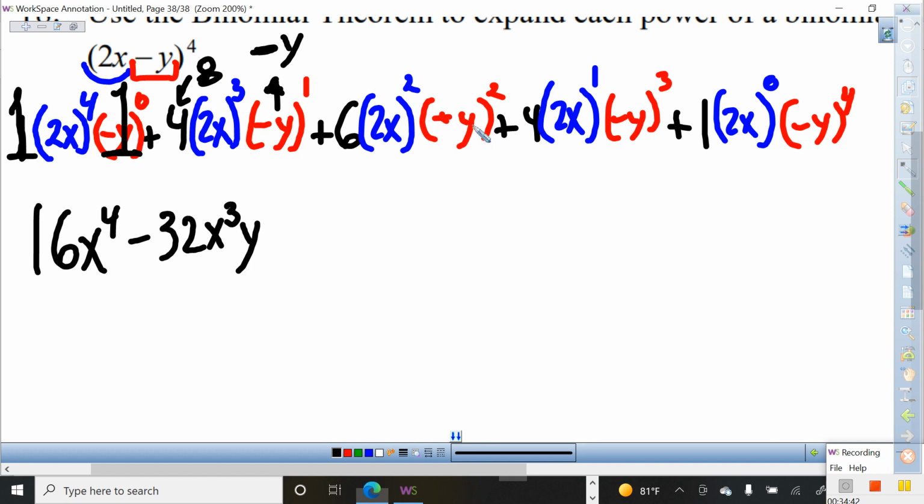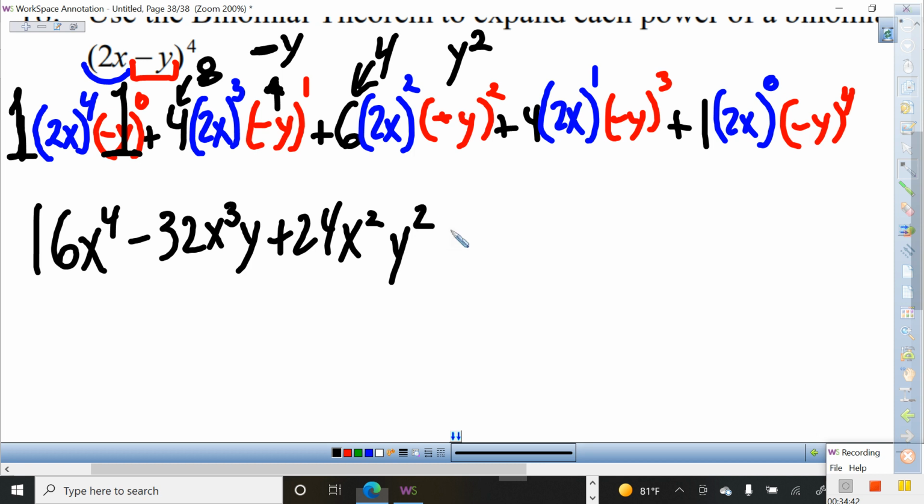Next, negative y times negative y is just positive y squared. So that leaves us only the numbers. What is 2 squared? 2 squared is 4. What is 4 times 6? 24, x to the 2nd, y to the 2nd.